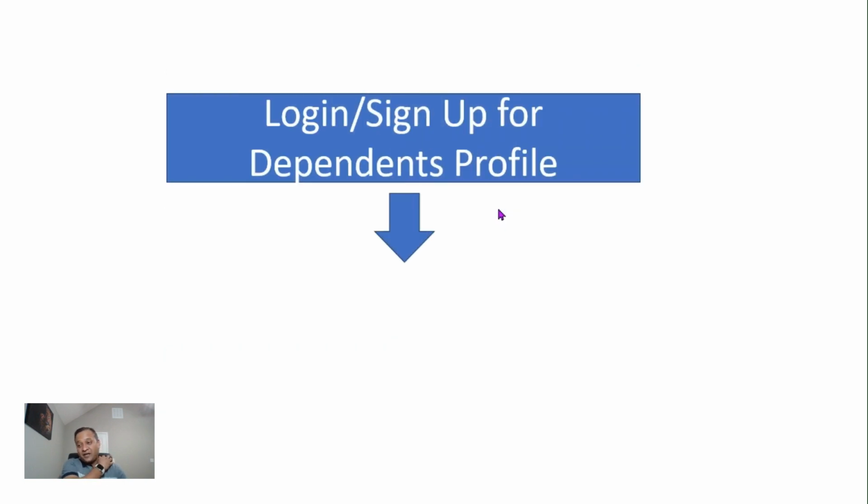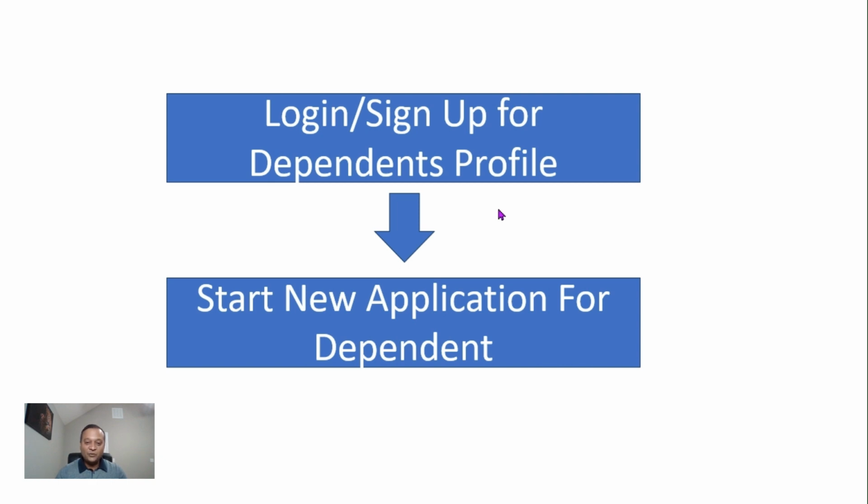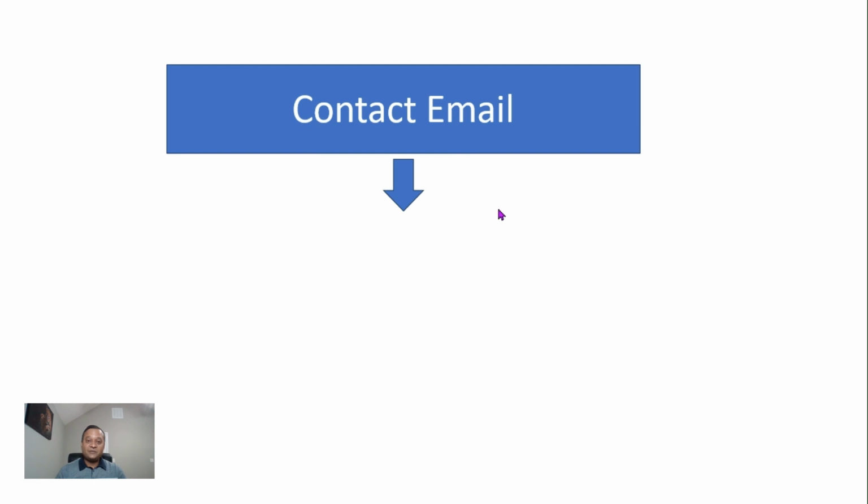Then log in, or if you haven't signed up for the dependents profile, sign up for the dependents profile with the email address of the dependent. When you sign up for the dependents profile, start a new application for the dependent, and then go to the dependent profile, where on the right hand corner you would see the profile. In profile, make sure the contact email you are entering is the primary applicant's contact email address. This is how they are going to link the dependent and primary applicant's profile.